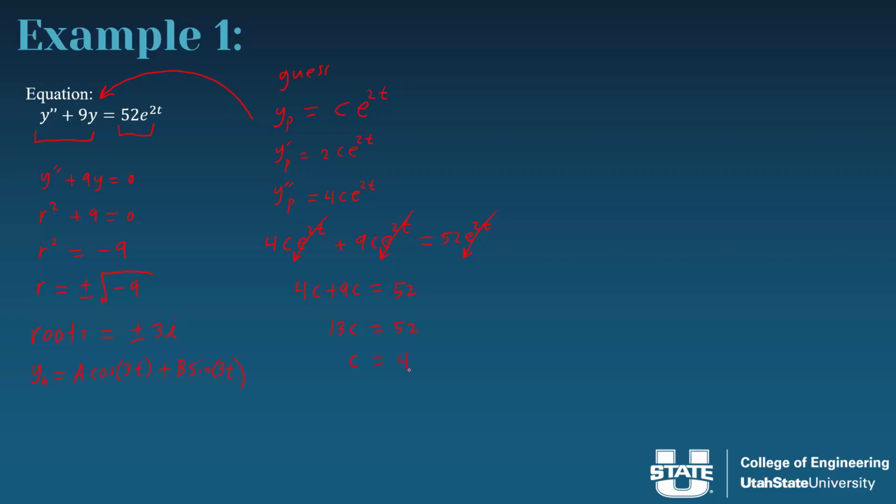Let me just double check. We've got to verify it with the computer. Yep, all right, quick maths right there. Now we know what c is, and we can plug that into our particular solution. So that will be of the form y particular is equal to 4e to the 2t.